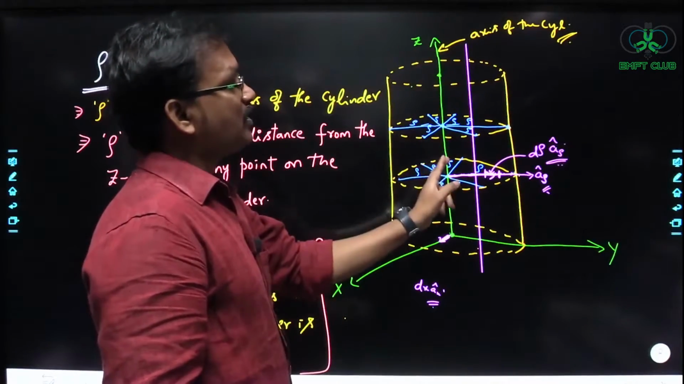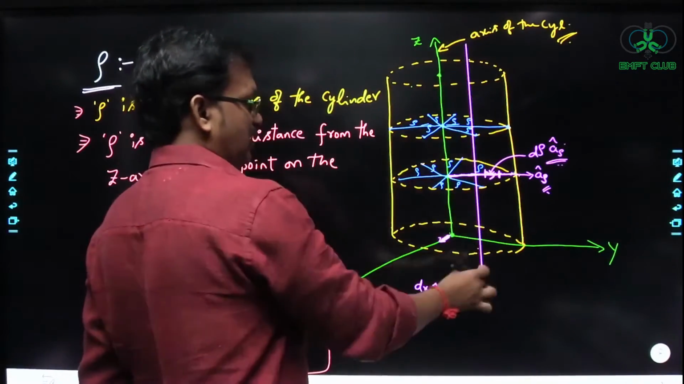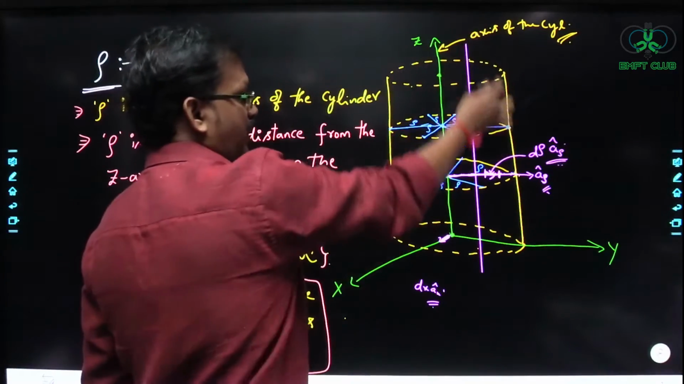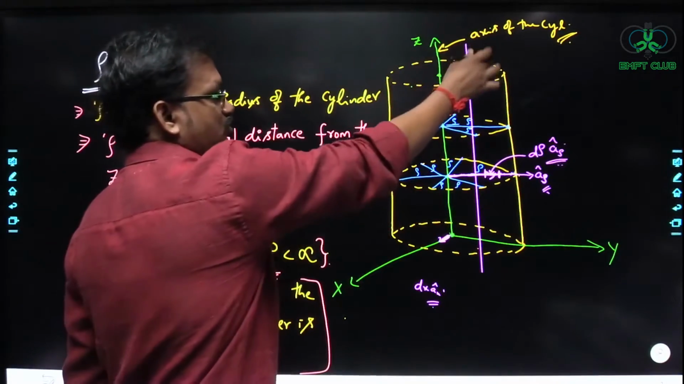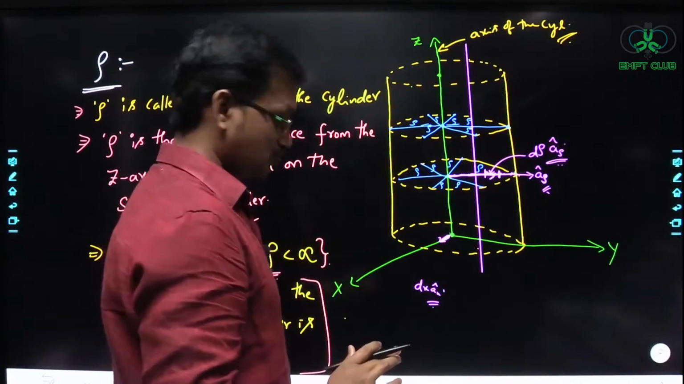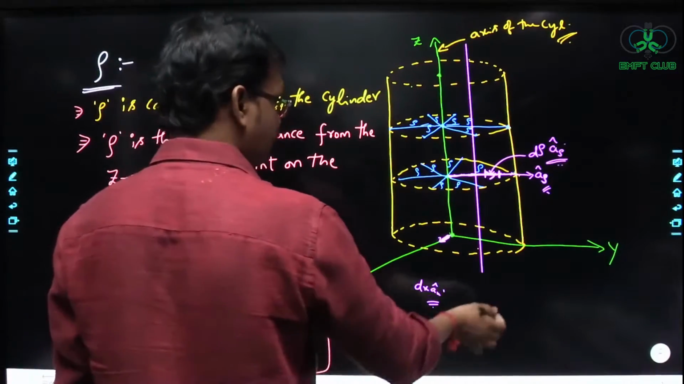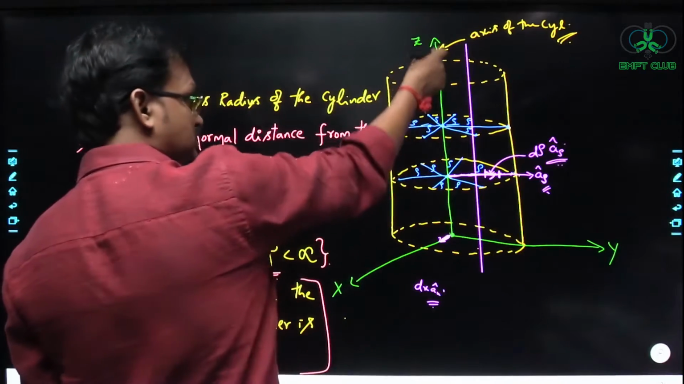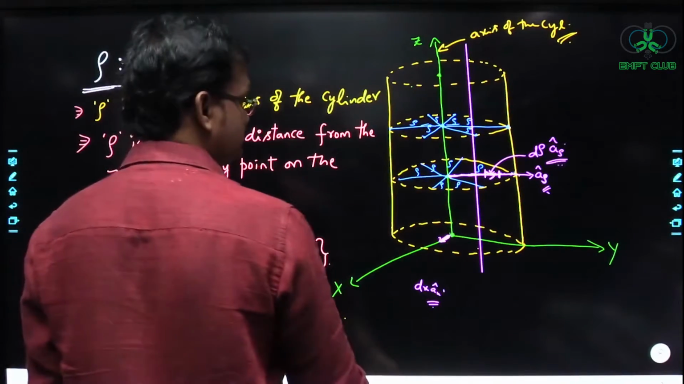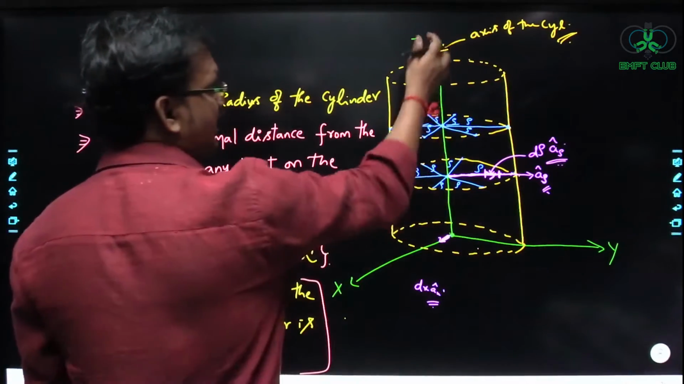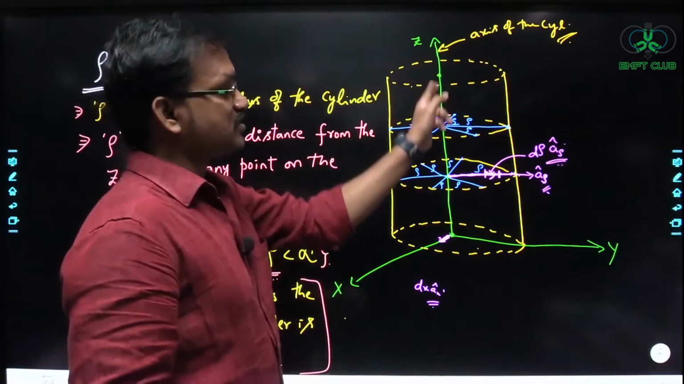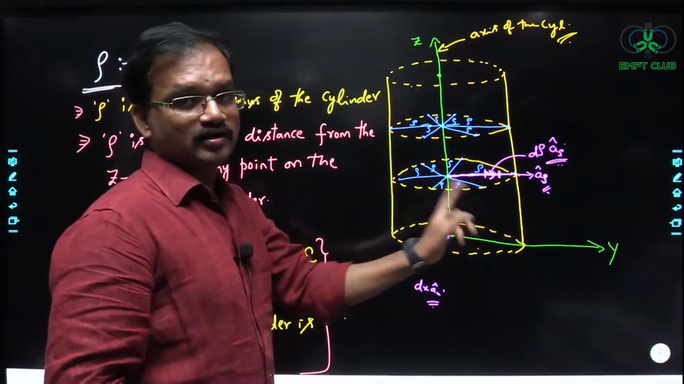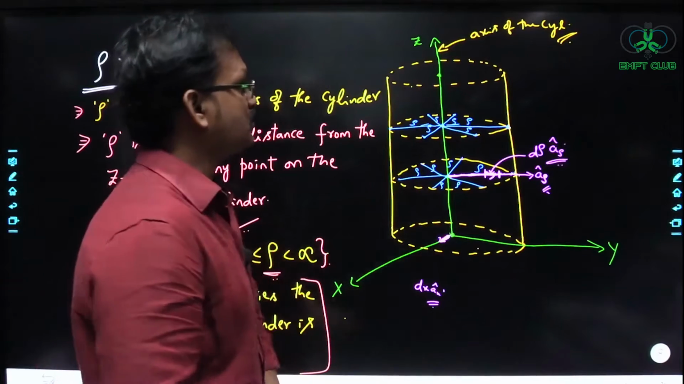That property is not satisfied by any other line that is parallel to this z-axis. So we should not consider that as the axis of the cylinder. We have to consider this z-axis as the axis of the cylinder. So how did we get this axis of the cylinder? By joining the centers of all the circular rings. Understood? So remember that point.